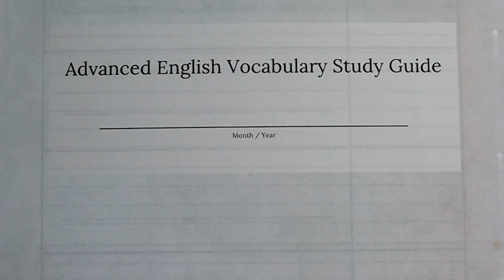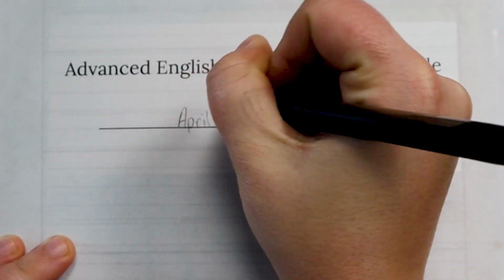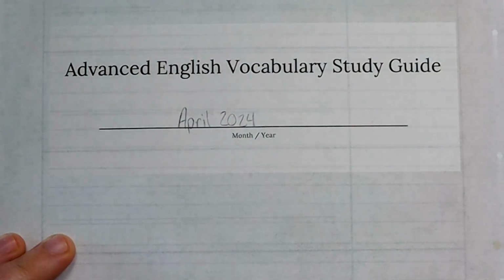And then we gave you 4 weeks per month. So when you get in here, you can literally just write the month and the year right there. And you can print this out as many times as you need to, put it into a binder, and you have your vocabulary.